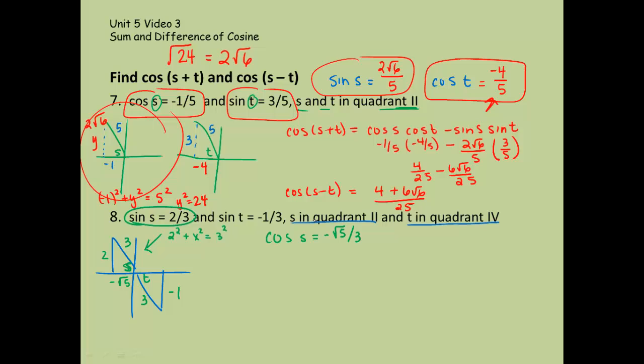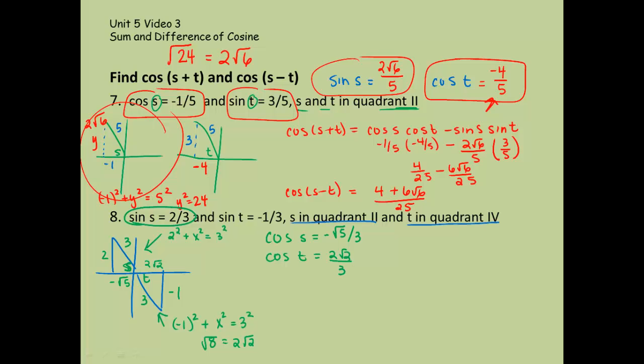Sine of s, and now I have the cosine of s. Let's do the other one. The Pythagorean theorem on this one is negative 1 squared plus x squared equals 3 squared. So this one's going to be the square root of 8, and the square root of 8 is 2 root 2. I'm going to use the positive one because it's on the positive x-axis, which makes the cosine of t equal to 2 root 2 over 3.